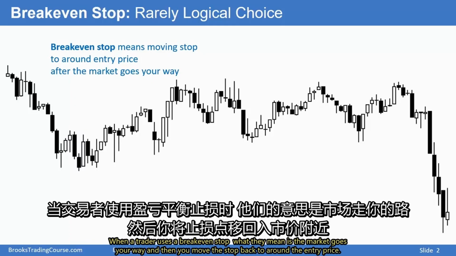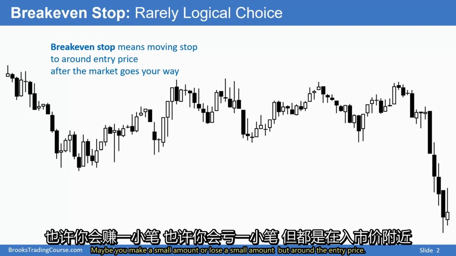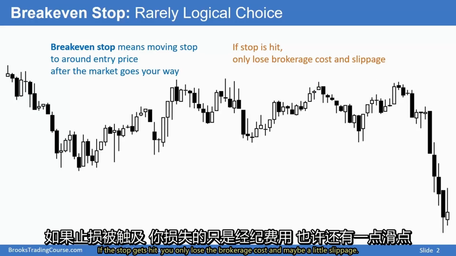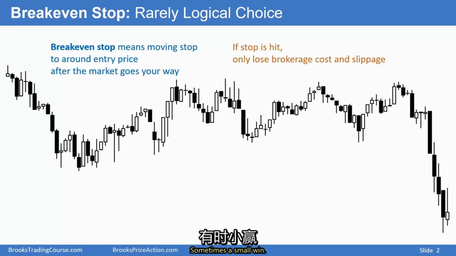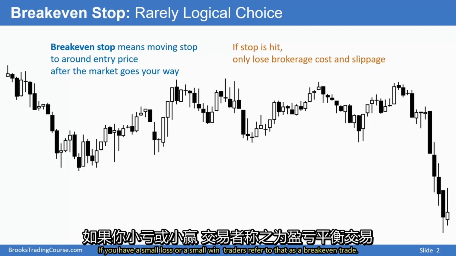When a trader uses a break-even stop, what they mean is the market goes your way and then you move the stop back to around the entry price. It does not have to be exactly the entry price. Maybe you make a small amount, lose a small amount, but around the entry price. If the stop gets hit, you only lose the brokerage cost and maybe a little slippage. So a small loss, sometimes a small win. Sometimes you'll have the stop a little bit better than break even. And sometimes a small win and you end up a little bit better than break even. If you have a small loss or a small win, traders refer to that as a break-even trade.